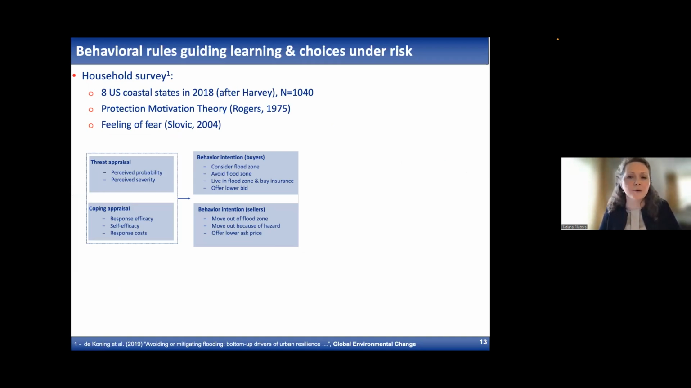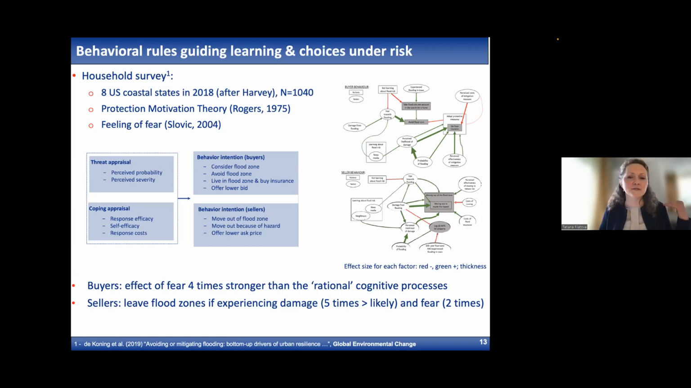In fact, we complemented it also with a large-scale survey in the US across several coastal states just after Hurricane Harvey. And we used protection motivation theory here to develop the questionnaire. I don't have time to go into the details, but the statistical analysis was done separately for buyers and sellers. And what we figured out from the data is, in fact, that people use two heuristics. If they never experienced flooding, they decide more or less rationally. But as soon as they do experience a hazard, the effect of fear and even irrational avoidance of the flood zones would tip in, and they would just try to go somewhere else.